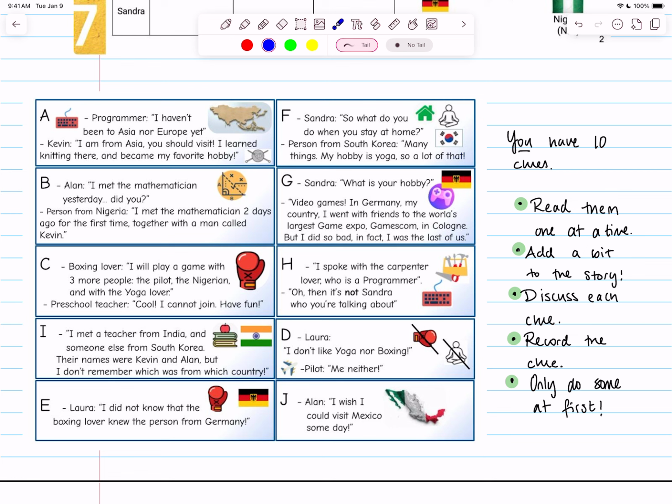And don't do all 10 right away. Don't just go 1, 2, 3, 4, 5, 6, 7, 8, 9, 10. Stop after about 5 maybe and see where students are at. See if they can get the puzzle yet with the incomplete information. And if not, give them a few more clues, rinse and repeat.